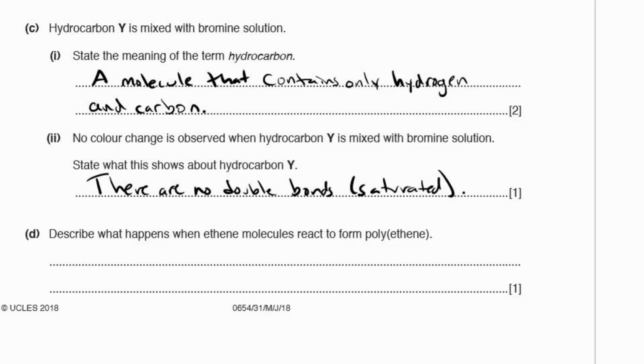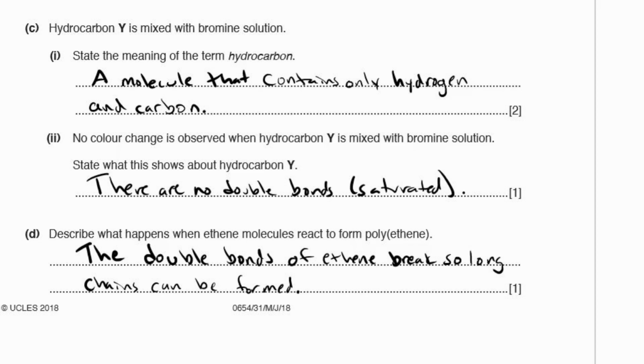Okay. D. Describe what happens when ethene molecules react to form polyethene. Okay, so polyethene is a polymer. So to make a polymer, the double bonds from ethene need to be broken so that large chains of ethene can be formed. So the double bonds of ethene break so long chains can be formed. Let's keep going.